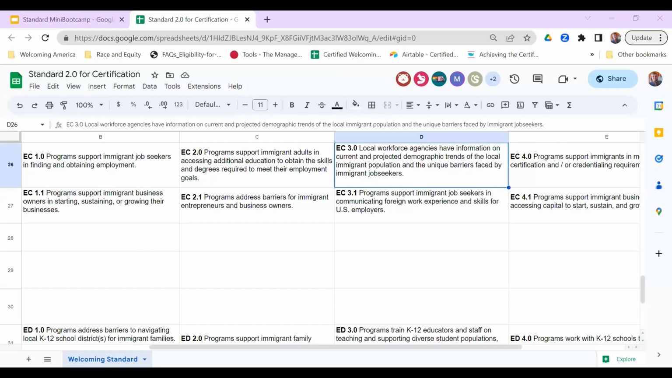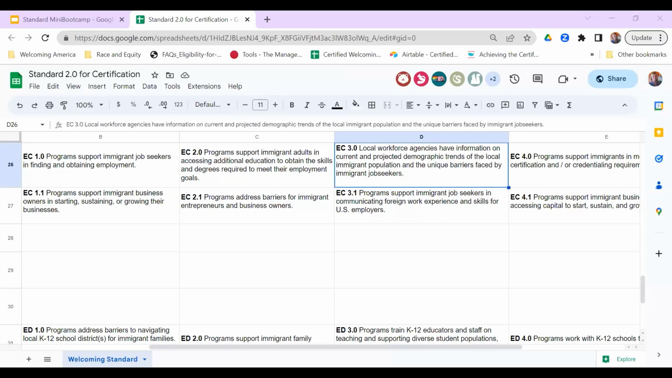This 3.0 is one of my new favorite criteria in the standard. It's that local workforce agencies have information on current and projected demographic trends of the local immigrant population and the unique barriers faced by immigrant job seekers. I think that I can speak for our whole certification team. Our conversations that we've had with workforce boards through our pilots of the new standard were some of our best conversations.